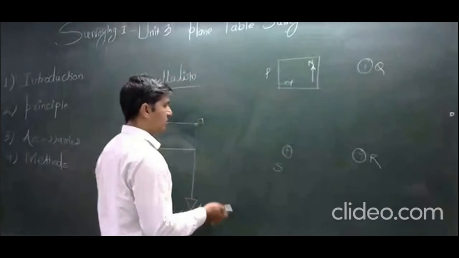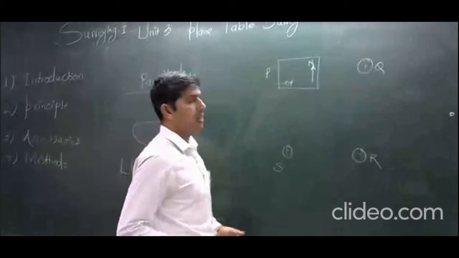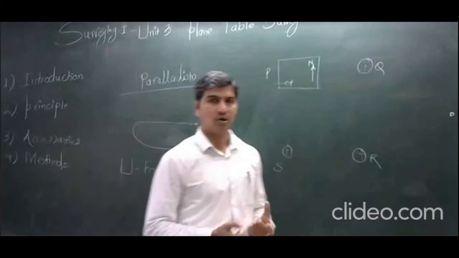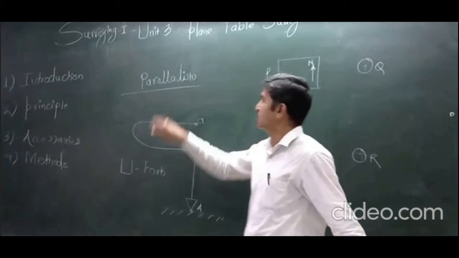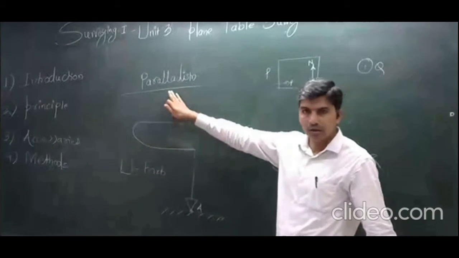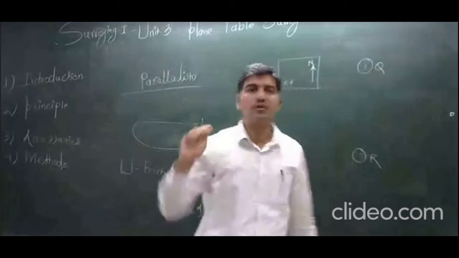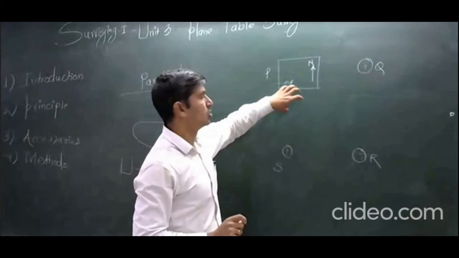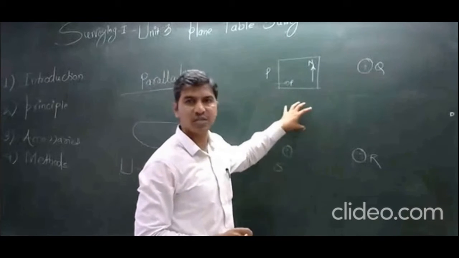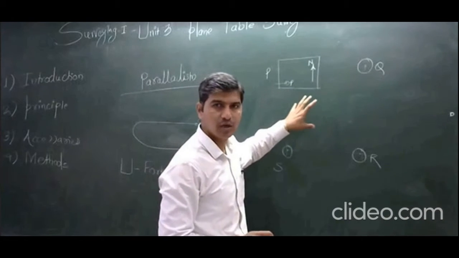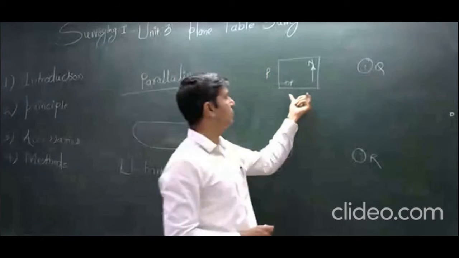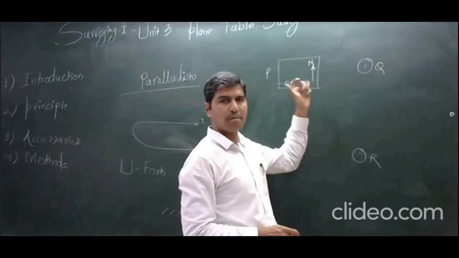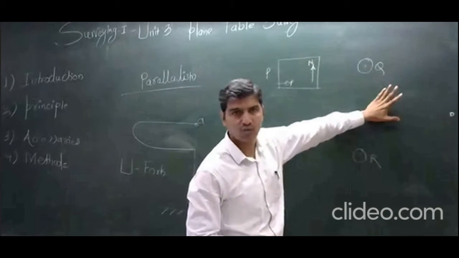Okay, so let me tell you why we require north. The principle of plane table is what? It is parallelism. What does this mean? The instrument plane table which is kept on point P, in the same fashion we have to shift the instrument from P to the point Q.